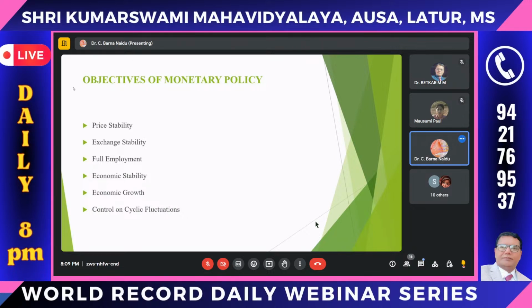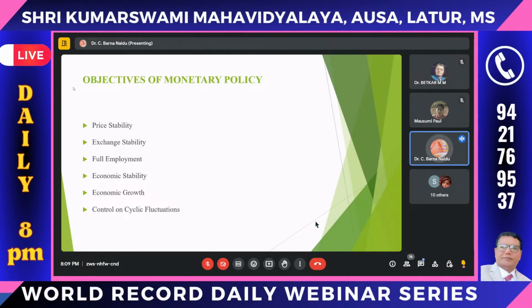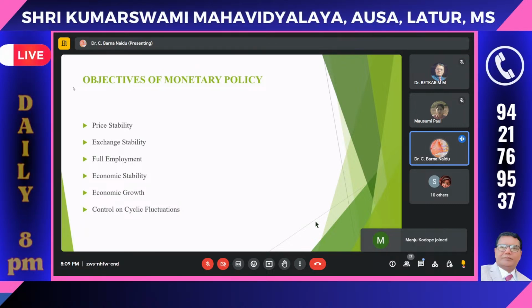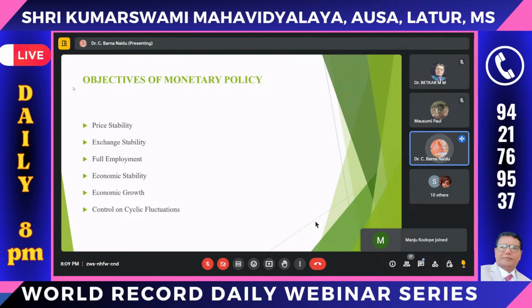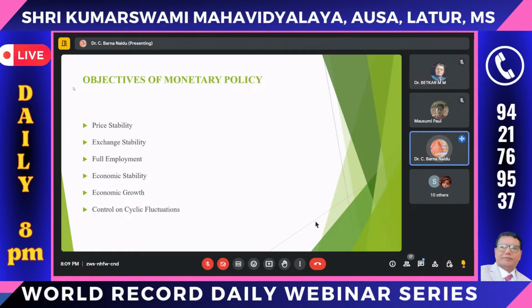Full employment is the most desirable objective of monetary policy. Price and exchange stability are regarded as of secondary importance. Monetary policy ensures maximum utilization of productive resources. It ensures an increase in investment and consumption expenditure. When we have full employment, exchange stability, and price stability in the economy, it definitely leads to economic stability.